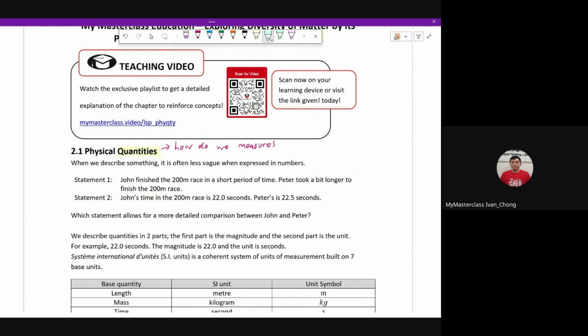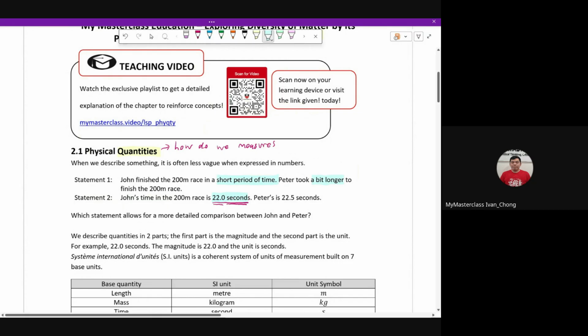So if you notice over here, he said short period of time, took a bit longer. So now the question is, how short is that short period of time? Is it 1 second? Is it 2 seconds? How short is that short? If you only say short period of time, it's very difficult for us to judge if this person is fast or slow. So the thing is, we will actually use numbers and units to represent what they are.